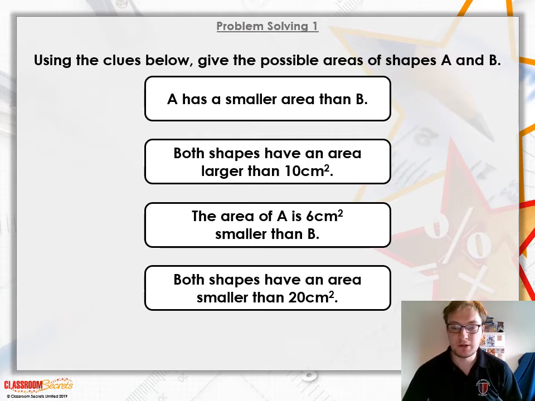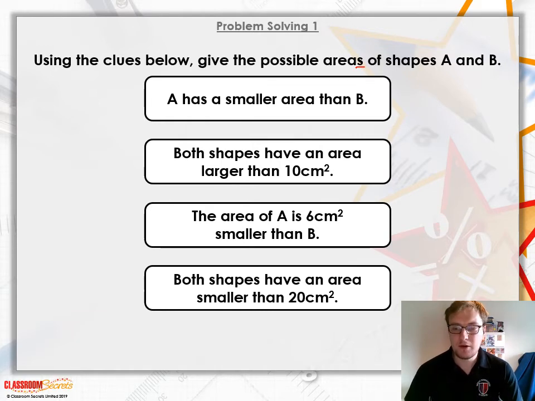So this question is areas, so there's more than one answer here. A has a smaller area than B. Both shapes have an area larger than 10 centimeters squared. The area of A is 6 centimeters squared smaller than B. Both shapes have an area smaller than 20 centimeters squared.